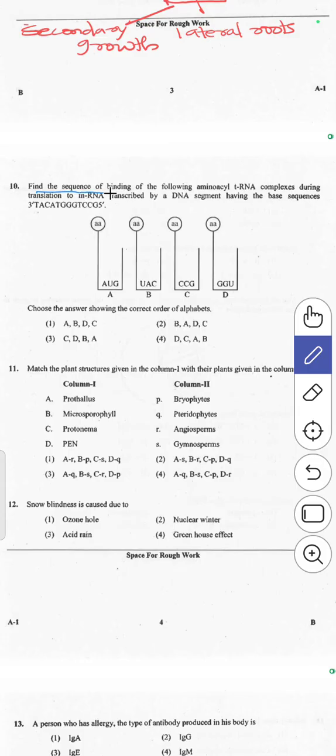Find the sequence of binding of the following amino acid tRNA complexes during translation to mRNA transcribed by a DNA segment having the base sequence, this one, that is 3' to 5'. They have given the sequence of DNA, but they are asking this amino acid tRNA will bind to which sequence of a mRNA. So let's solve this one.